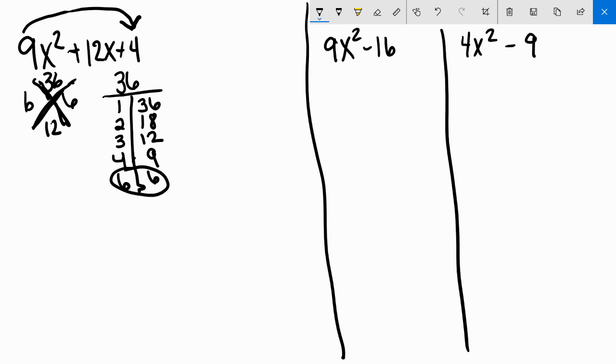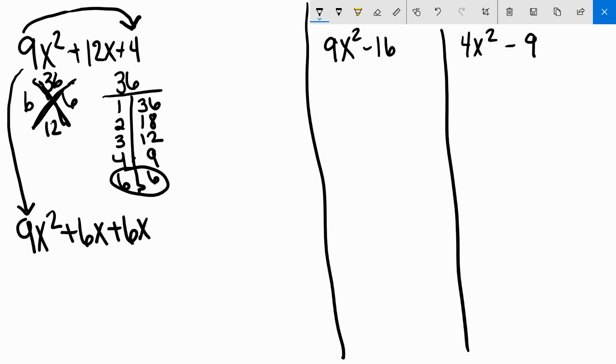Okay, so now let's rewrite our trinomial. We'll bring down our 9x squared. And then we have our split of the middle term, plus 6x, and then another 6x on the other side. And then bring down your constant, plus 4. And then we'll group them, 2 in each parentheses, and find the GCF.